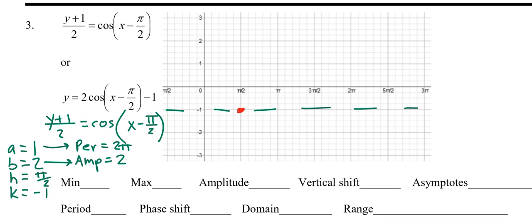Okay, hopefully you found HK, the red dot. Pi over 2, negative 1. And then how far to the right should I be going before I find one place that it starts over again? 2 pi units to the right. That would land about right there. Are we dealing with cosine or sine? Cosine? I should be using the amplitude. How far up should I go? 2 units. So there's the first point on my wave. Then I can do the period to find the second point.